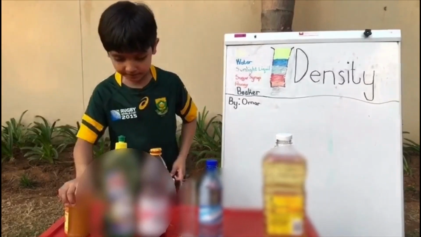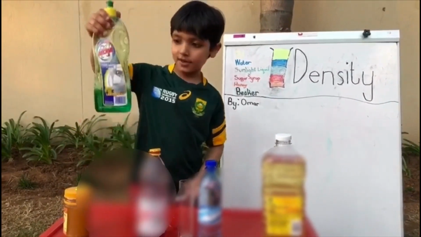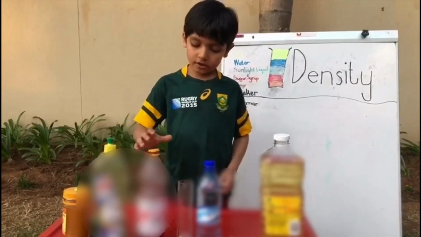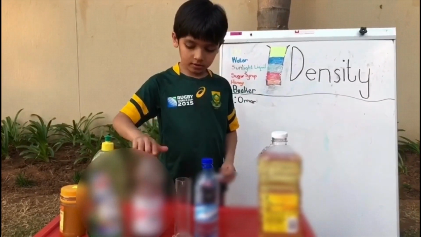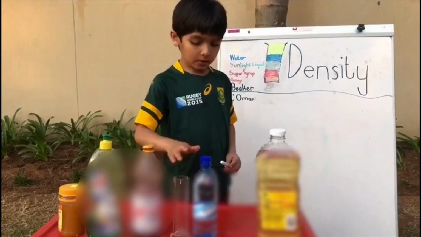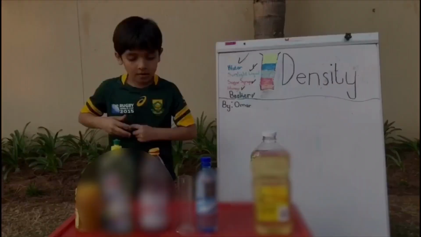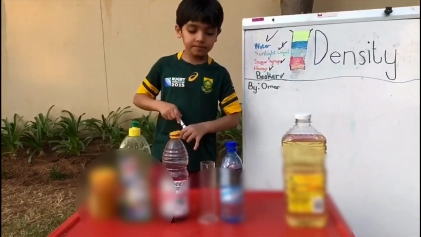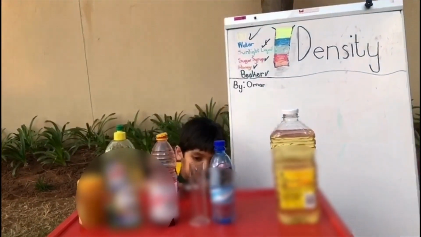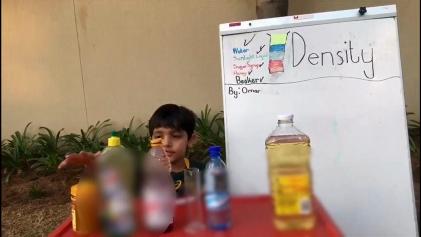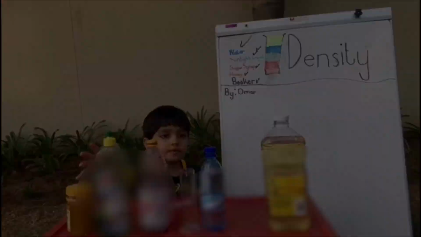You'll need honey, sunlight liquid, sugar syrup, a beaker, water, and oil. We will be pouring 10 milliliters of each liquid.